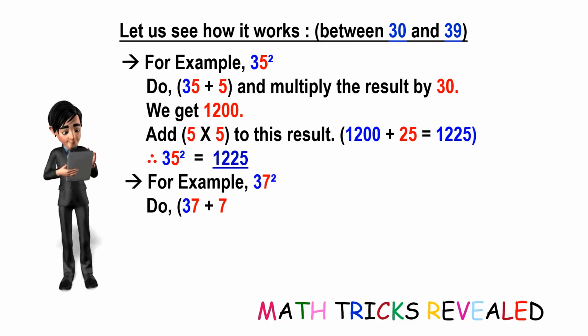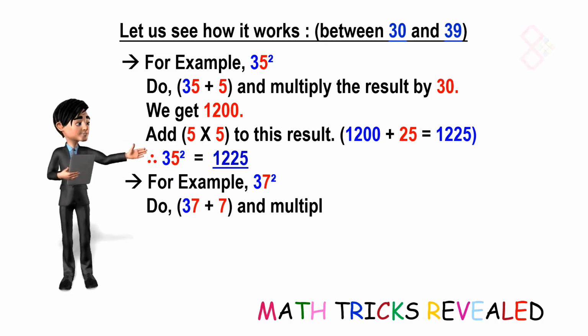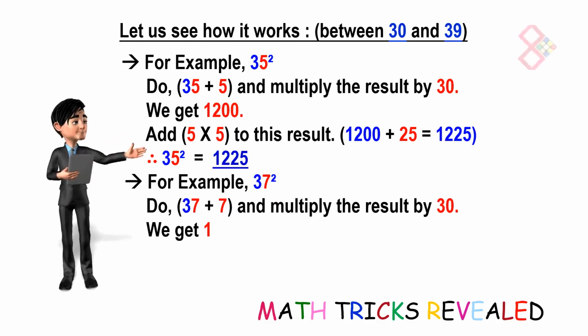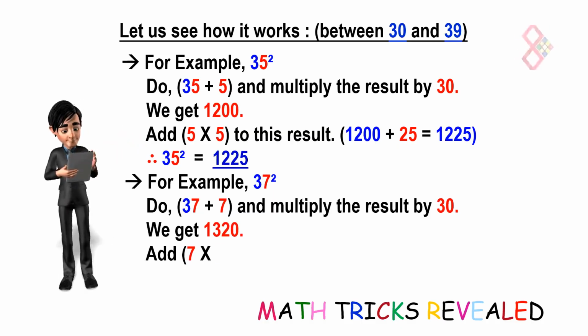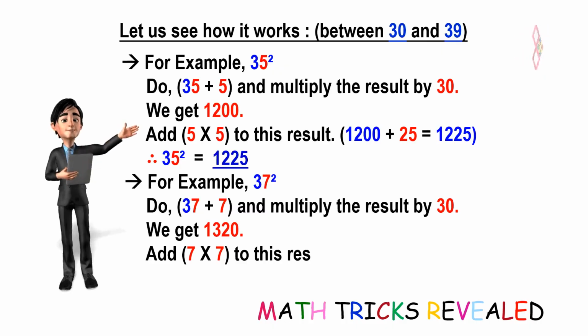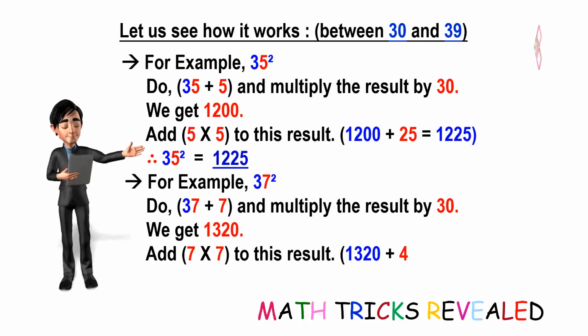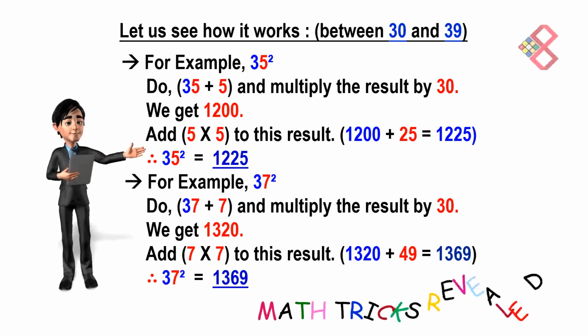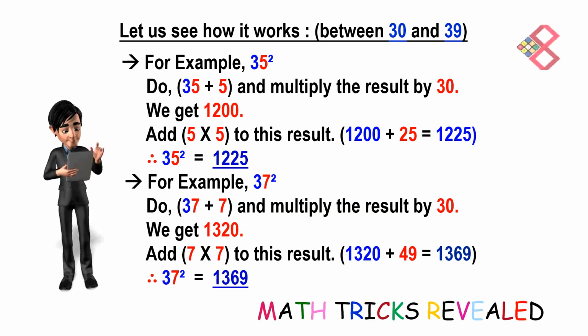For example, we take 37 squared, 37 plus 7, multiply the result by 30. We get 1320. Add 7 times 7 to this result. We get 1320 plus 49 will give you 1369. 37 squared is equal to 1369.